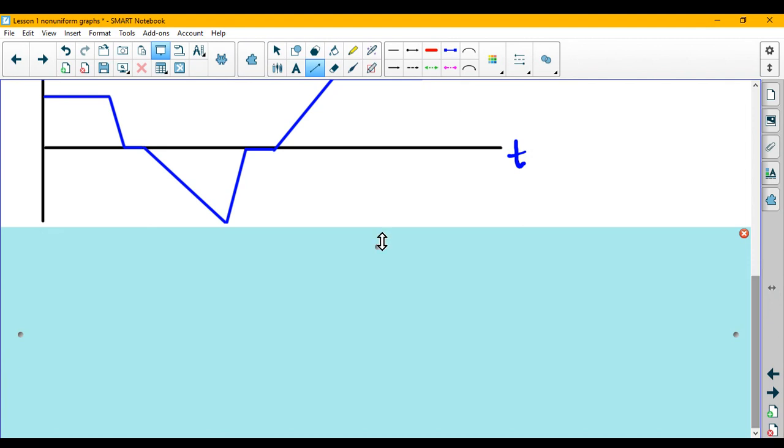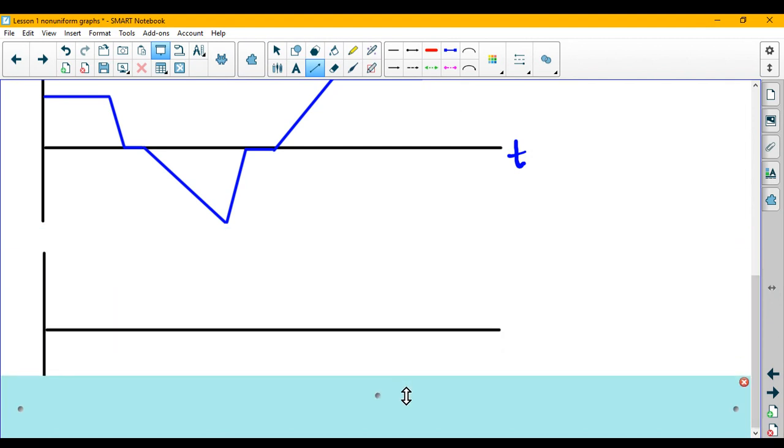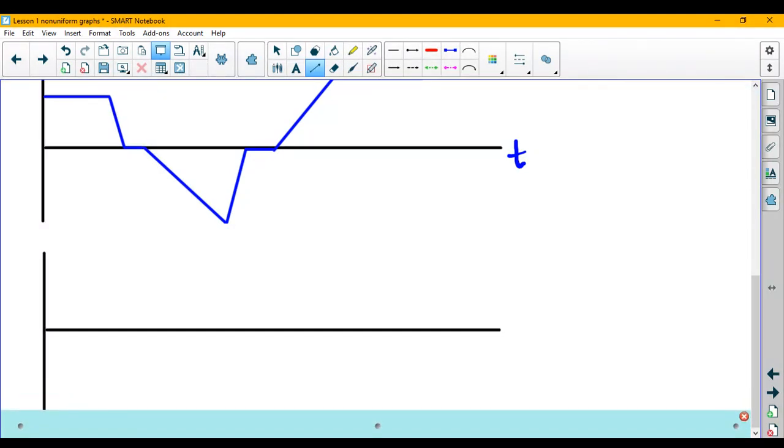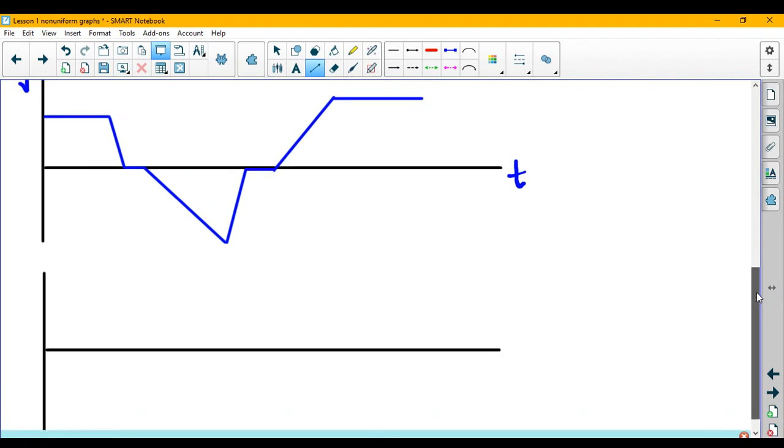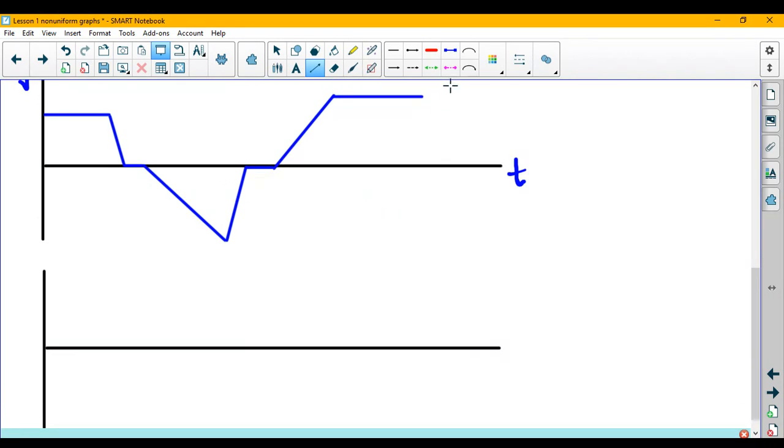Okay, so our last one is our AT graph. Remember we said our AT graph, I'm going to use the VT graph to guide me because the VT graph has everything I need to know. First thing I'm going to do is I'm going to label it. This is my acceleration time, and I'm going to use my VT graph as my guide. It's going to tell me what to do.